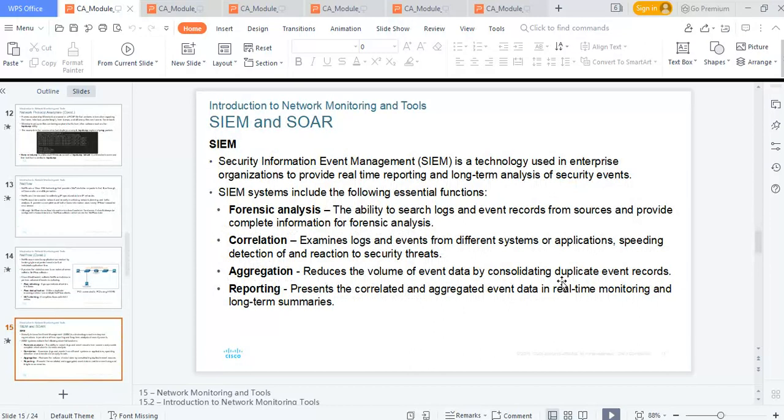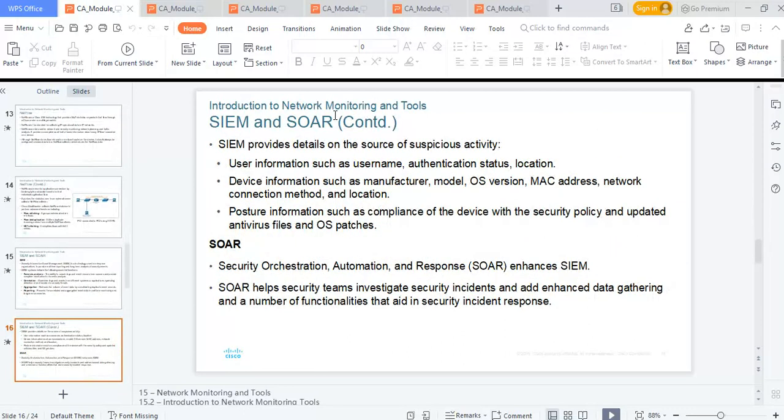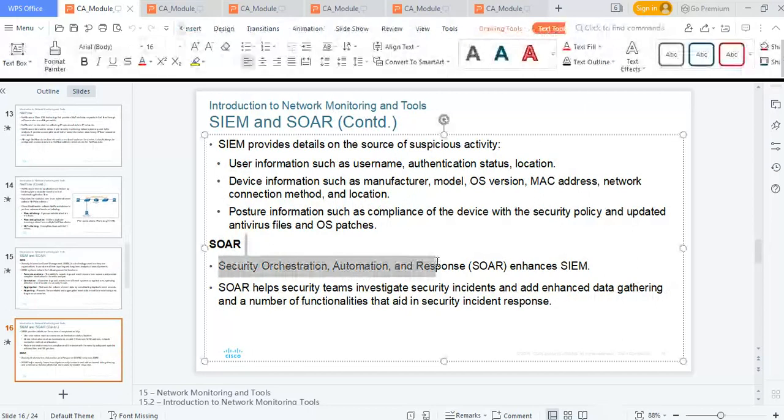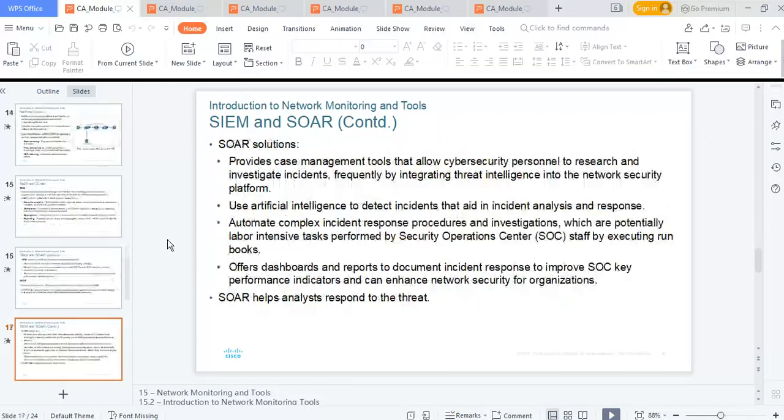Then SIEM, you could use that for forensic analysis, correlation, aggregation, and reporting. That's the beauty of a SIEM, and that's what is in vogue now. Same thing with a SOAR. So what will a SOAR do? A SOAR will respond. That's what makes a SOAR different from a SIEM. A SOAR goes ahead to not just see what is bad, what is happening that we don't want to happen, but to try to respond to such attacks.